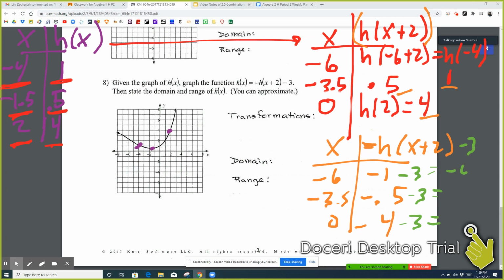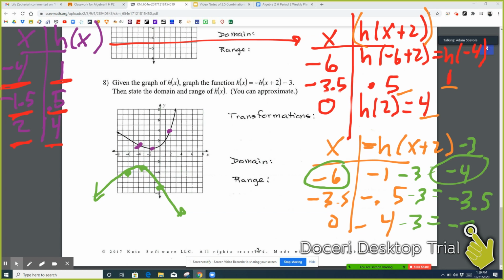So I get -6 comma -4, -3.5 comma -3.5, and 0 comma -7. Okay, so now if I plot these points, -6 comma -4 is going to be right around there. If I plot -3.5 comma -3.5, that's going to be right around here. It's not writing. And then 0 comma -7 is going to be right over there. All right, now that's what this would look like after doing those transformations.